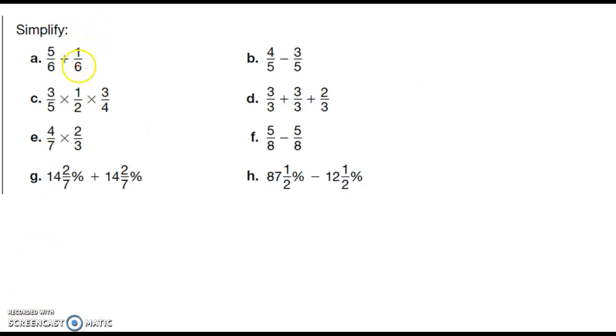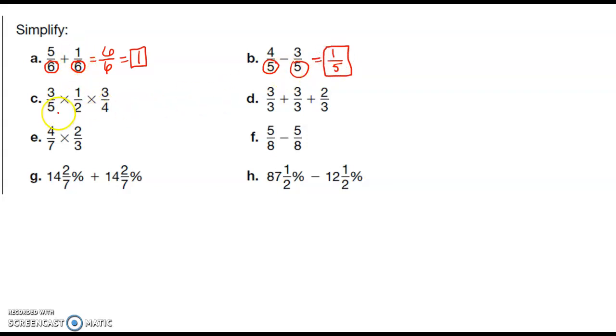All right, so when we're adding and we have the same denominator, we just add whatever's on top. So 5 plus 1 gives me 6 over 6. And when we reduce this, 6 over 6 equals 1. And that's our answer. Okay? When we subtract with the same denominator, we just subtract the numerator, or the top number, and leave the bottom number there, just kind of like we did with addition. So 4 minus 3 is 1/5, and that's our answer.